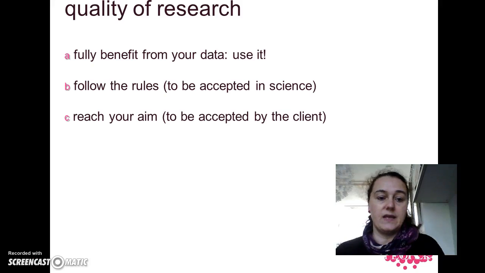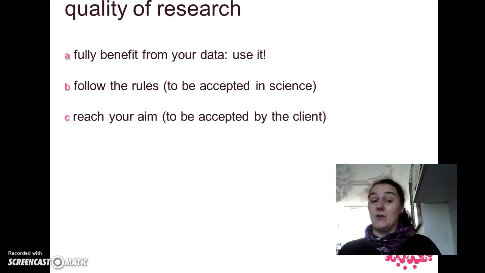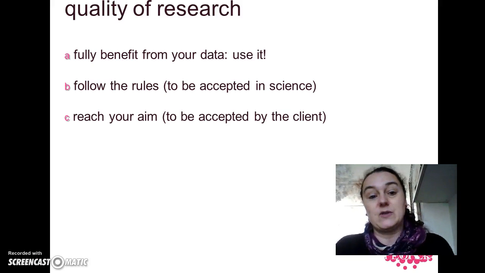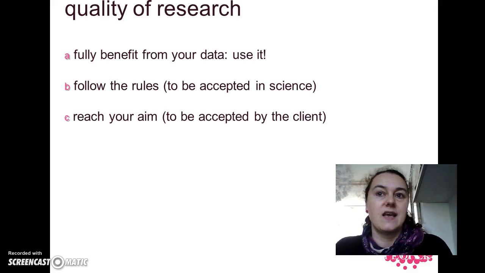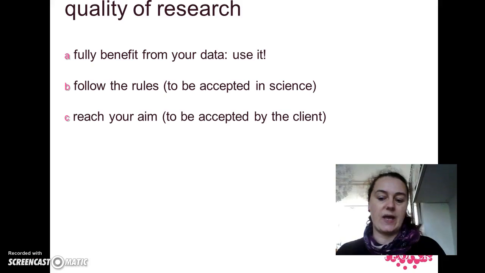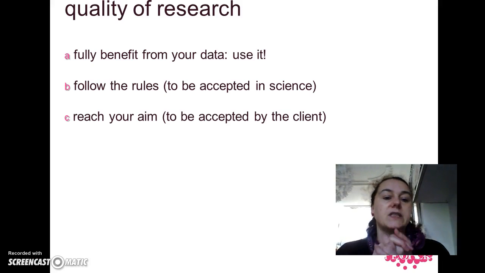However, in research, as in the previous presentation, we take a lot of steps to ensure that our data analysis is very rigorous and that there is a certain quality to the conclusions that we draw. Now, what can we do to actually establish that quality of research?